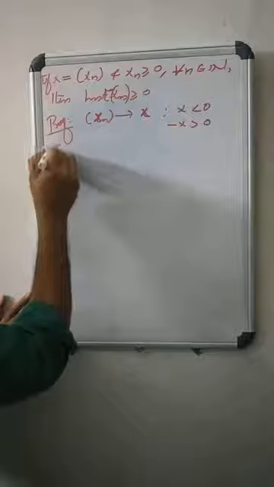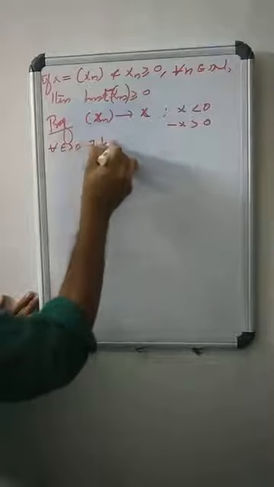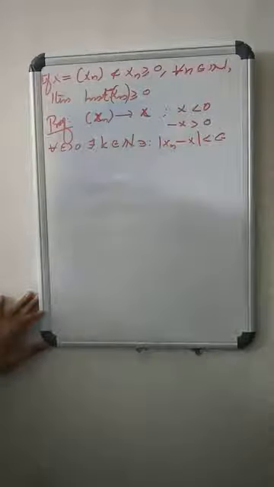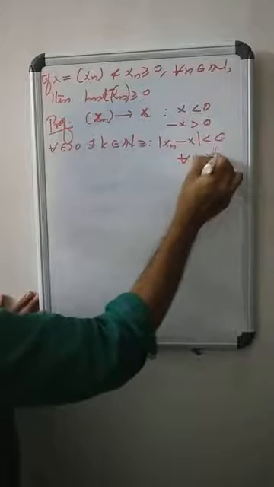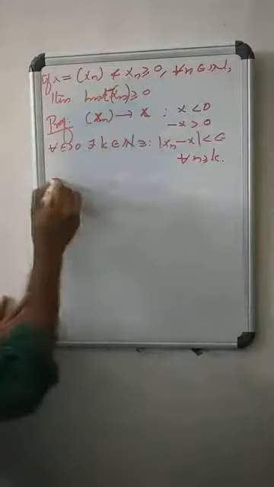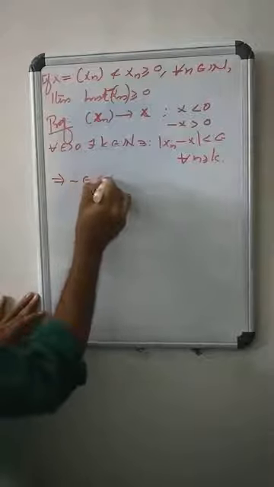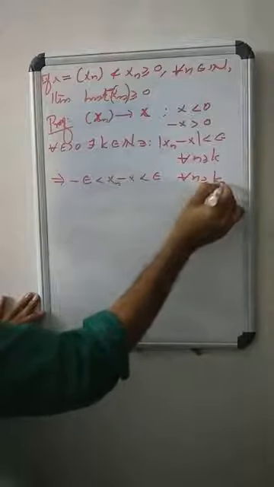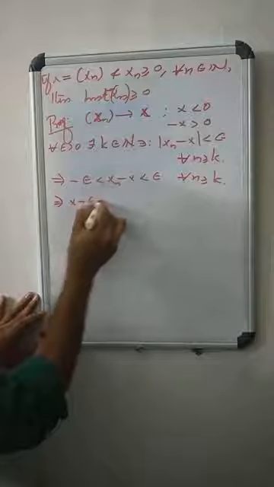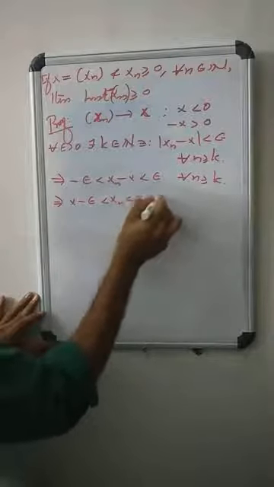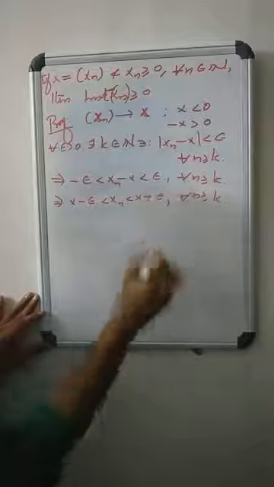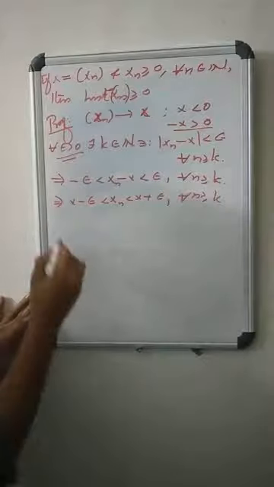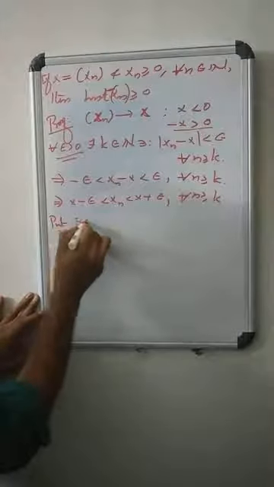Xn converges to x means for all epsilon positive, there exists a k belonging to N such that modulus of xn minus x is strictly less than epsilon for all n greater than or equal to k. Agree? That means minus epsilon is less than xn minus x, strictly less than epsilon for all n greater than or equal to k. That means x minus epsilon is less than xn, less than x plus epsilon for all n greater than or equal to k. Since epsilon is positive and minus x is greater than 0, you can choose epsilon as minus x.